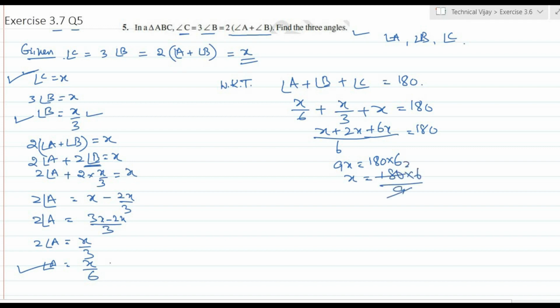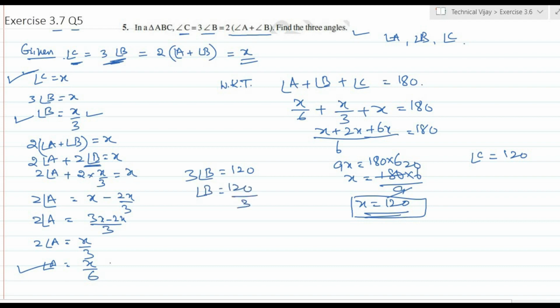9 ones are 9, 9 twos are 18, so 20. So x is equal to 6 twos are 12, 120. So x is equal to 120. X is equal to 120 means what we have assumed, angle C is equal to 120. So angle C is equal to 120 degrees. So now angle B, 3 of angle B is equal to 120. So angle B is equal to 120 divided by 3. So angle B is equal to 40.